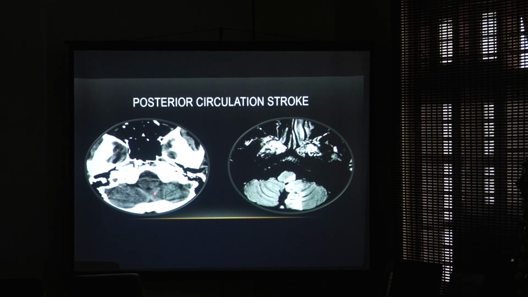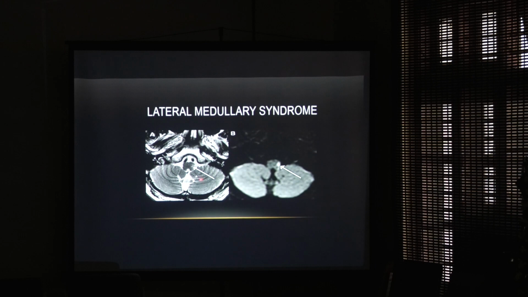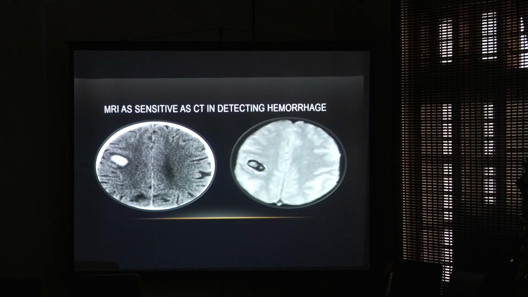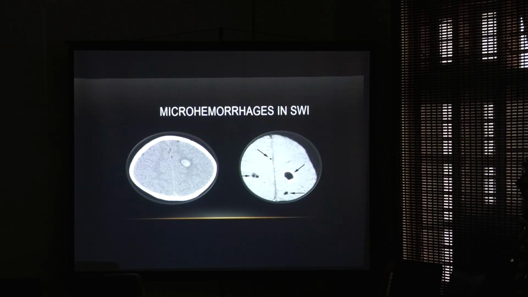Posterior circulation strokes can be missed in CT because of the beam hardening artifact which occurs from the temporal bones, petrous bones, but it is well picked up in MRI. Similarly, in lateral medullary syndrome, we can see a small acute infarct in the lateral medulla, better seen on MRI. MRI is almost as sensitive as CT in detecting larger hemorrhagic foci, but smaller microhemorrhagic foci are better seen on MRI than in CT.